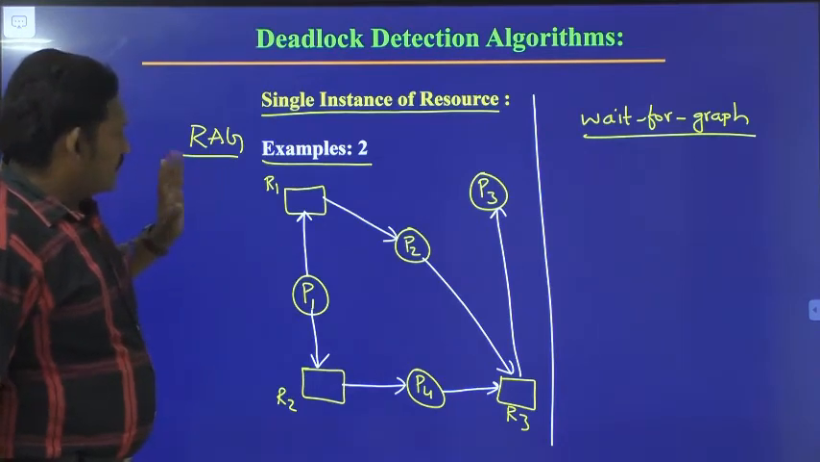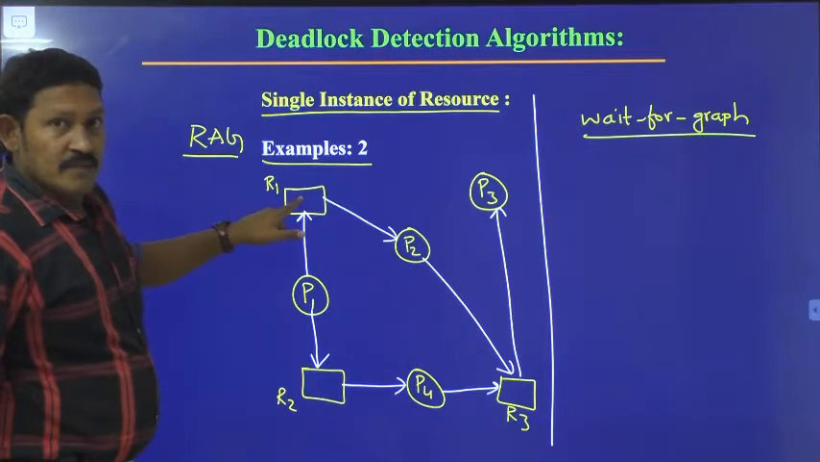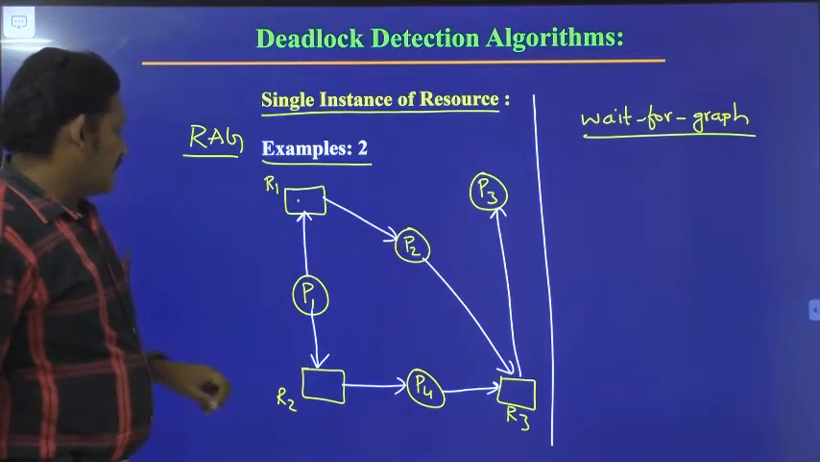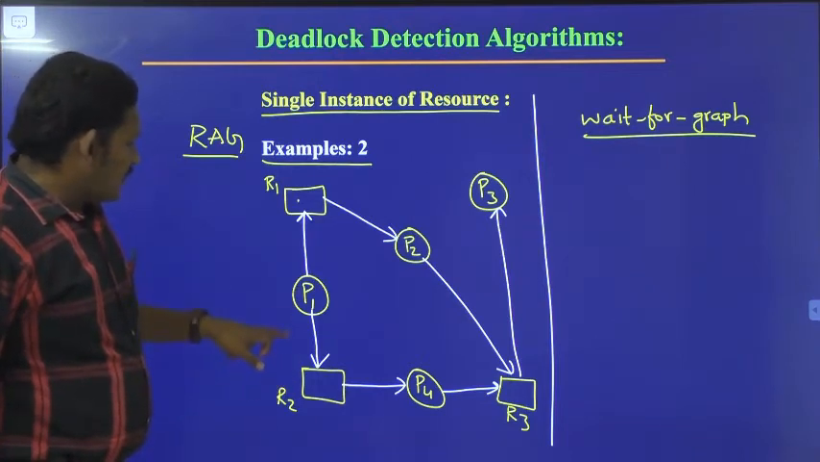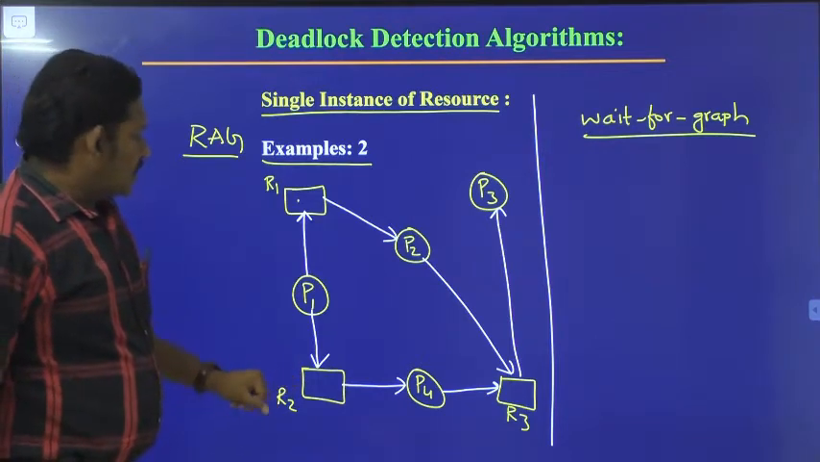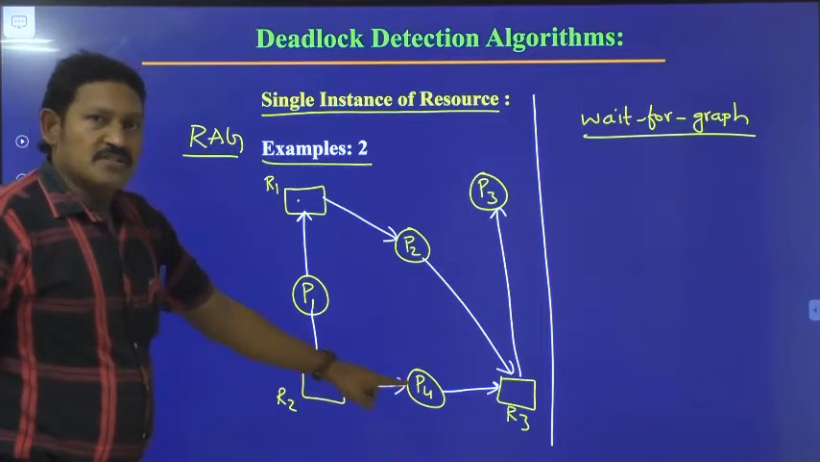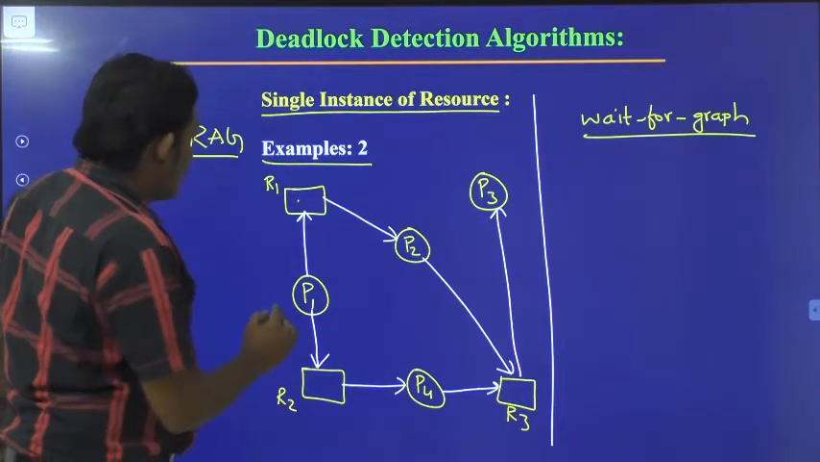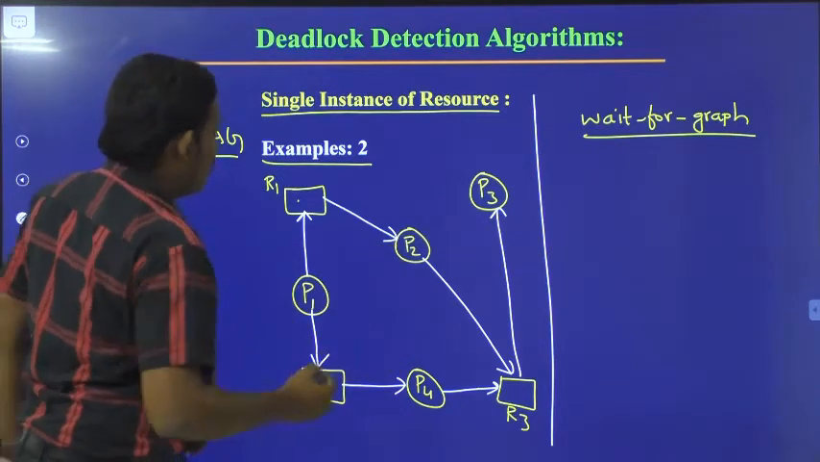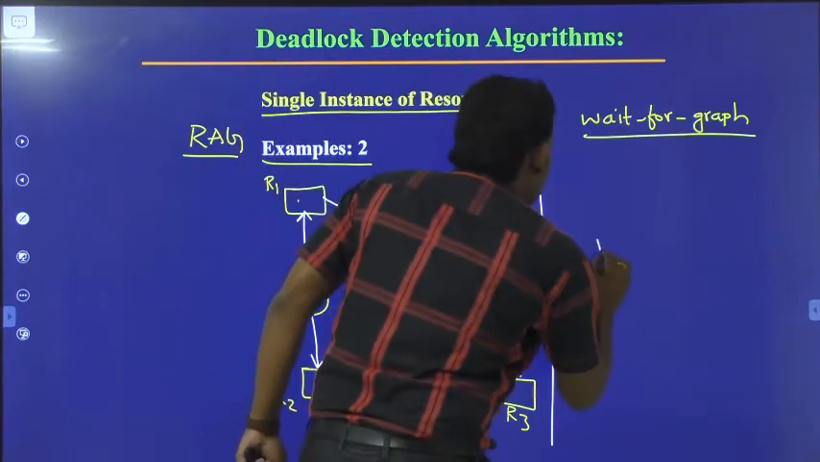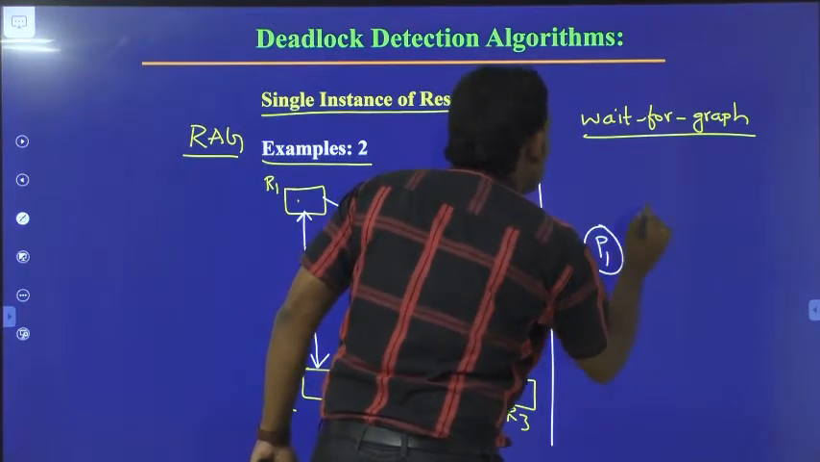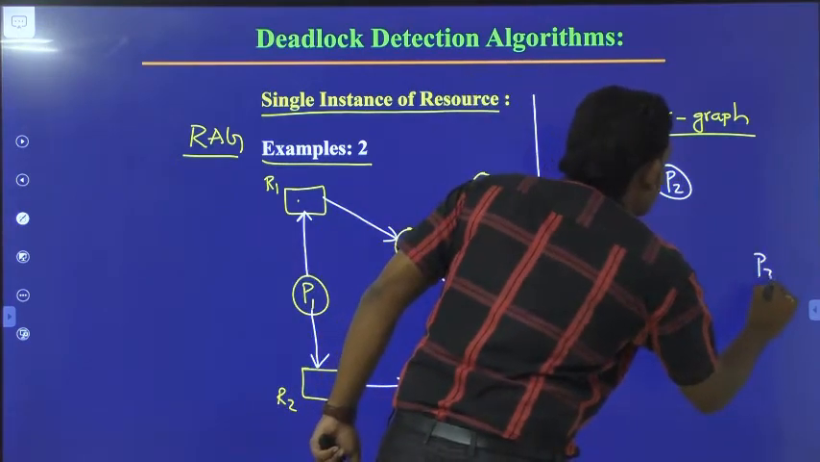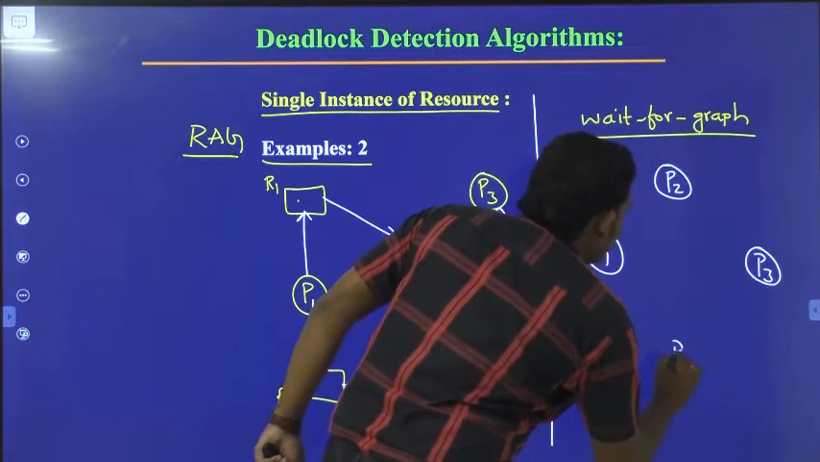The resource R1 is being held by process P2, whereas P1 is requesting R1. Similarly, P1 is requesting resource R2, whereas R2 is being held by process P4. We will draw the figure, right? How many processes do we have? P1, P2, P3, P4. Only 4 processes we have.